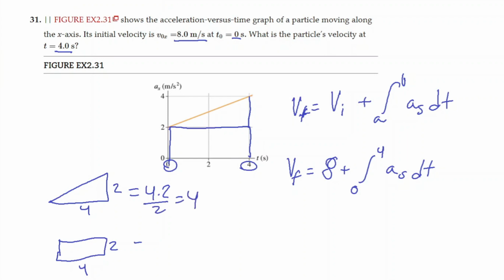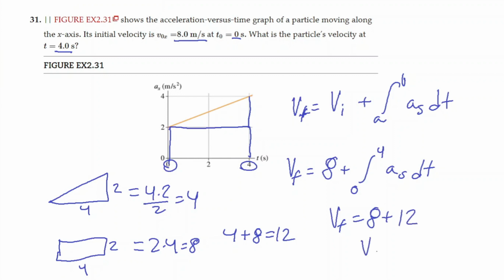That's the area of the triangle. And then 2 times 4 is 8. And then 4 plus 8 is the area under the graph from the interval of 0 to 4, which is 12. So our v final is going to be equal to 8 plus 12. So v final is going to be equal to 20 meters per second. And that is your answer.